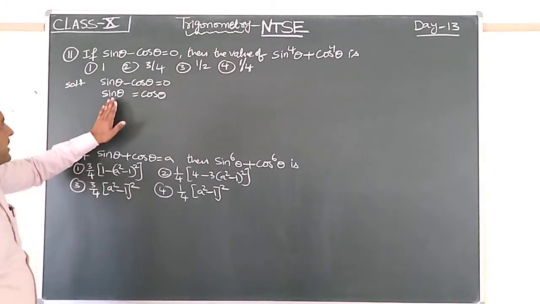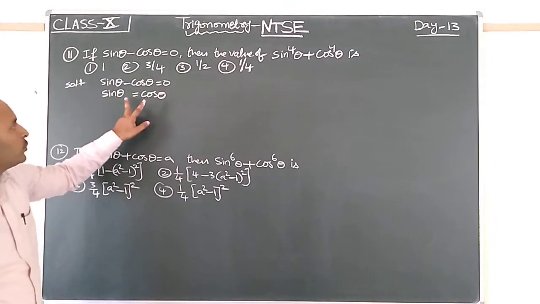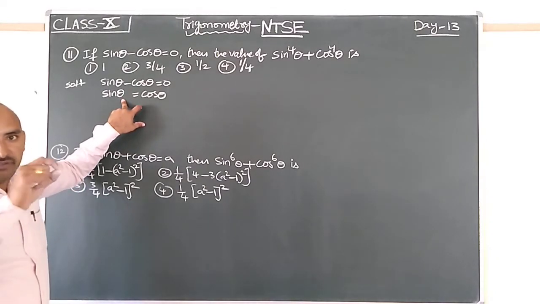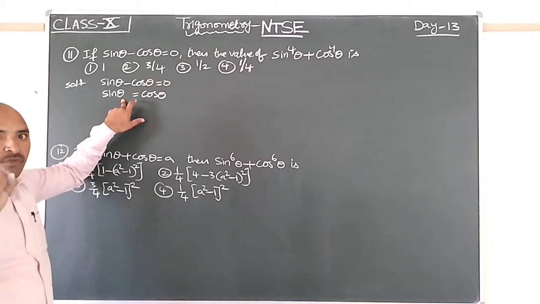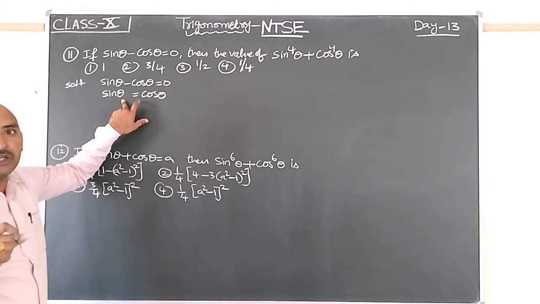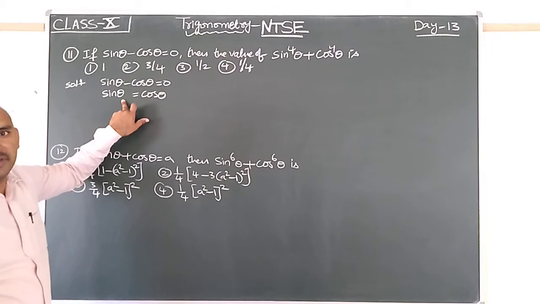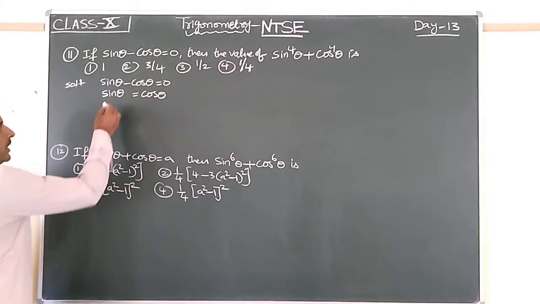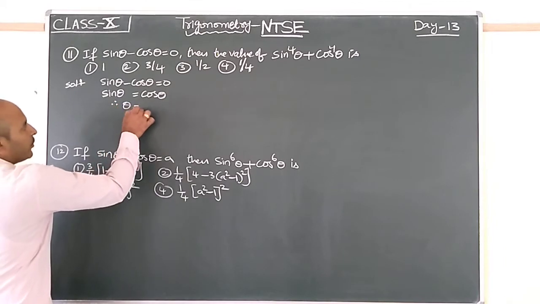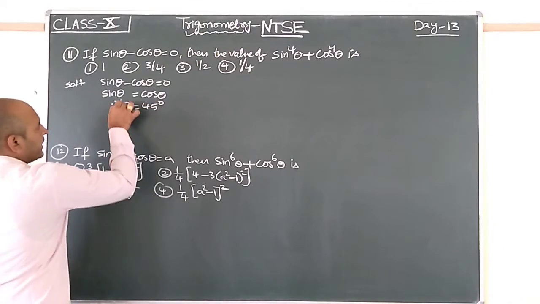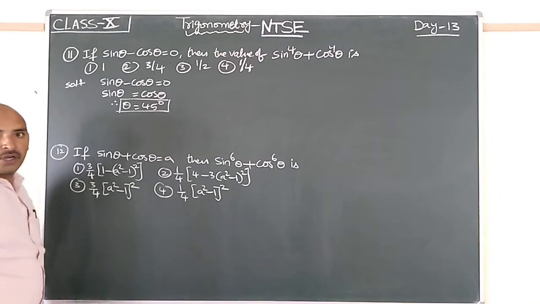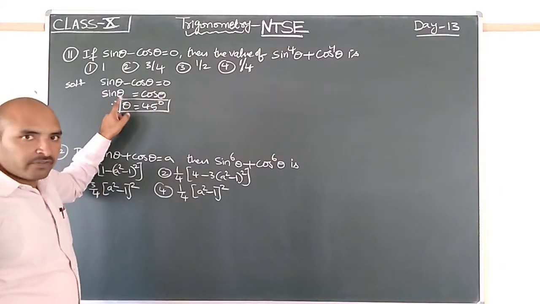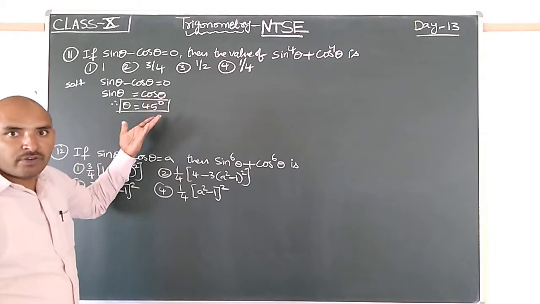Observe here, sin angle and cos angle both should be equal. When they are equal, theta value, observe sin values and cos values, one value must coincide. Theta value must be 45. Sin 45 is 1 by root 2, cos 45 is also 1 by root 2. Clearly you can write theta value is equal to 45 degrees. Understood?